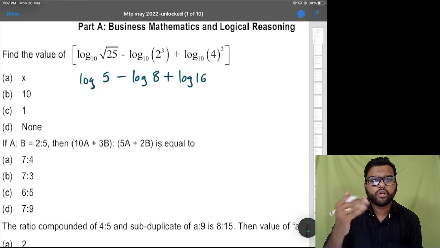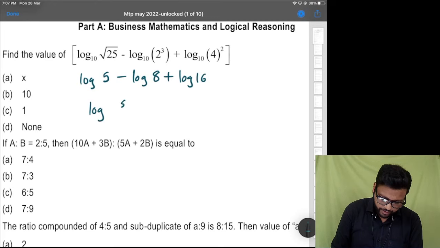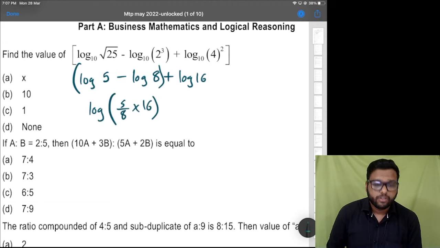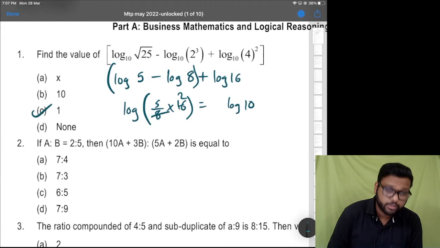We know log a minus log b is log a by b. So that is going to be log 5 by 8. Right. And we know log a plus log b is log a into b. So that is going to be into 16. So we can just cancel this. 5 into 2 is 10. Log 10 will be 1 because base is also 10.